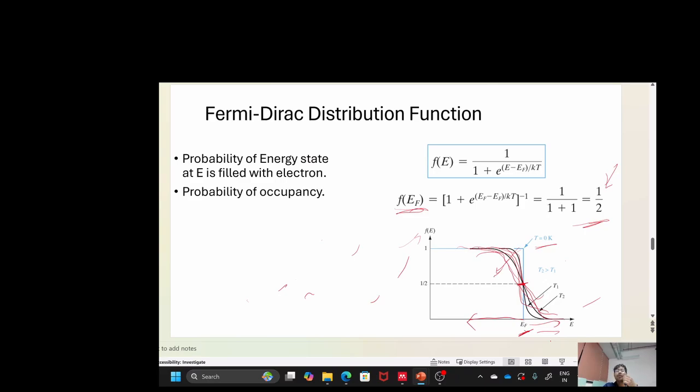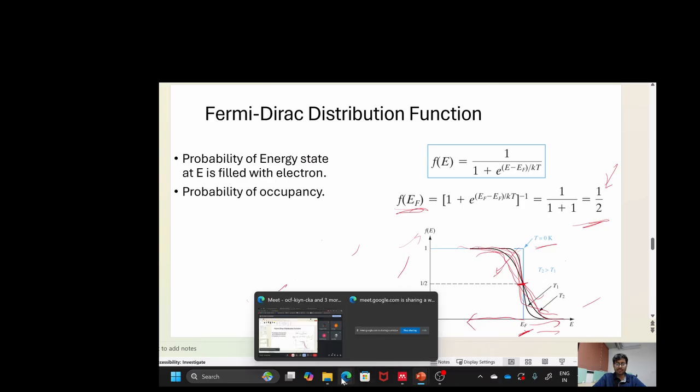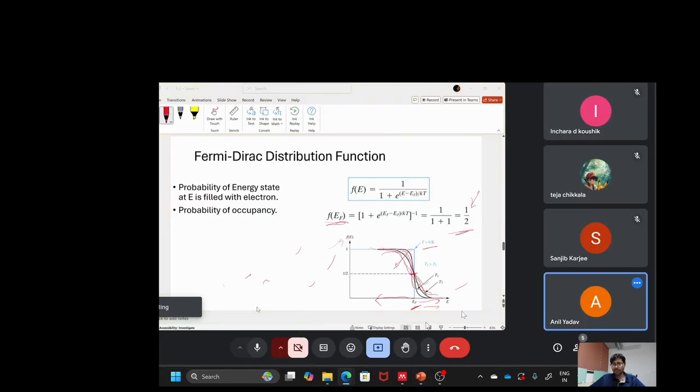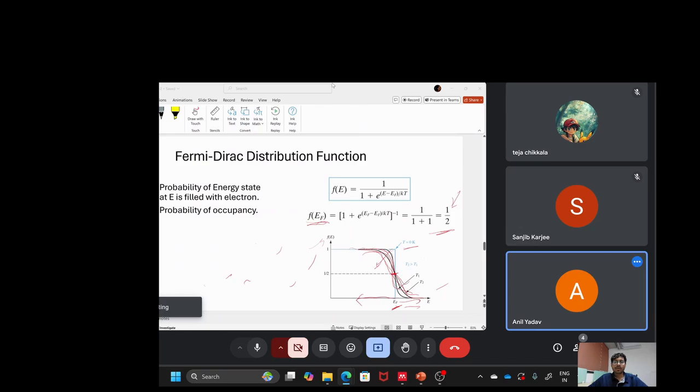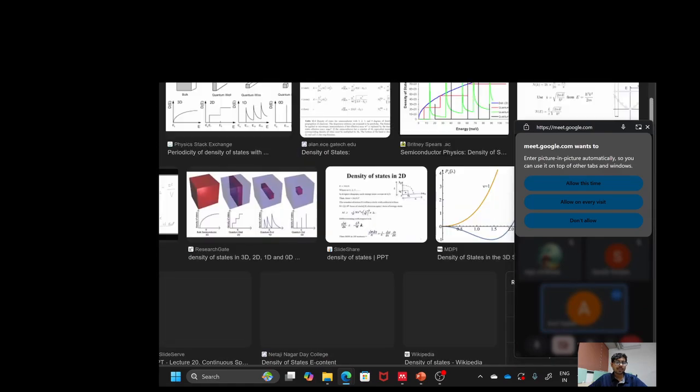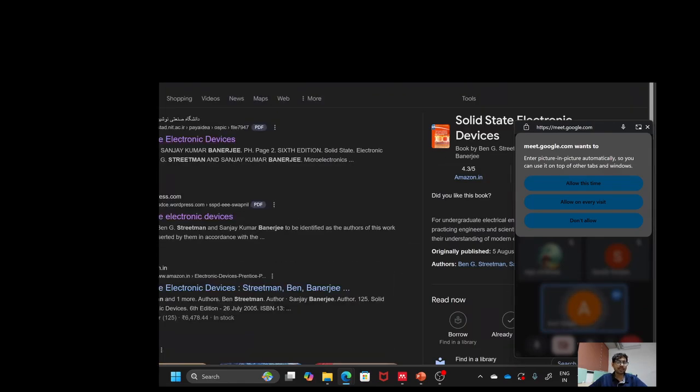You will get to know more when we solve some problems on this. I am following Banerjee and Streetman's book, so you can also look into that if you want to go much deeper into these things. Let me check the name of that book. Yeah, Solid State Electronic Devices.